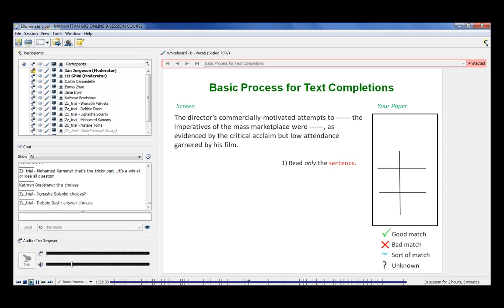So the director's commercially motivated attempts to blank the imperatives of the mass marketplace were blank, as evidenced by the critical acclaim but low attendance garnered by his film. So we want to read the sentence and try to understand its overall meaning. But more specifically, we also want to identify clues in the sentence that are going to help us understand what words probably need to go in the blanks. What clues do you guys see?